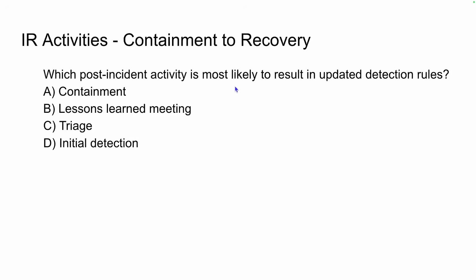So post-incident activity most likely to result in updated detection rules. It would be lessons learned. So triage is not post-incident, containment is not post-incident, and initial detection is not post-incident. The only thing that is actually post-incident is lessons learned. So initial detection would be the very first step. Triage would come after that. Technically, it would be analysis before triage, but whatever. In these options, initial detection would be first. Next would be triage. Next would be containment. And then after everything is done, we would do lessons learned. And in that, it actually falls into post-incident activity. So that would be the answer.